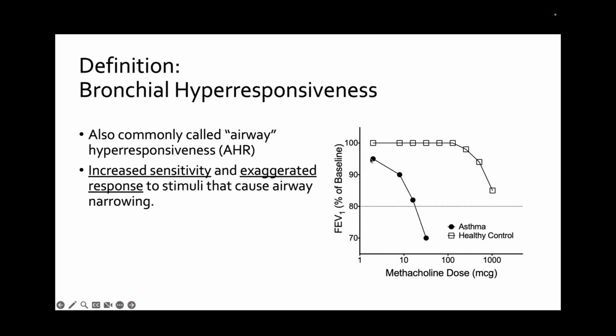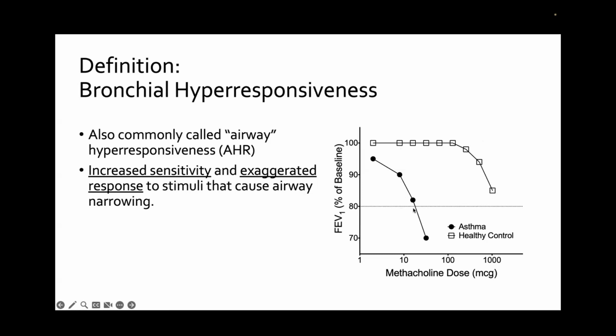So their lung function is dropping down, and when you cross 20%, that's what we report out, what's called the PD20, the dose that causes a 20% drop. If you take a normal person and you just keep going out here, they will drop 20% as well. So the fact that they drop 20% doesn't mean that they have asthma. It's the dose at which they drop.